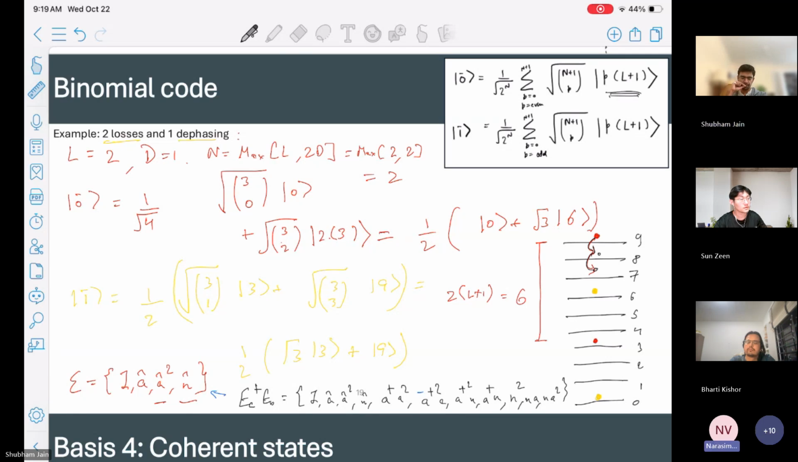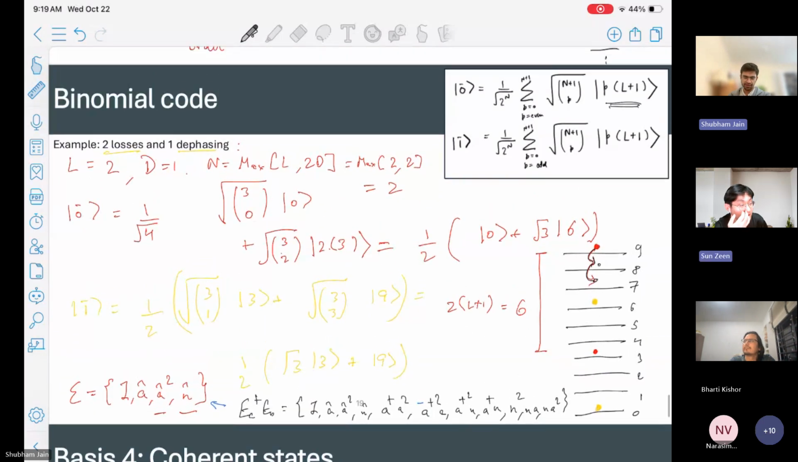Thanks. Can I have one more question here? Suppose we have both single photon loss and dephasing. Is it possible to correct both of them? For this code, no, because it will be a different order error. And if it was possible, we would have put another operator in here. So I don't think it's possible to correct both of them at the same time with this code. Okay.